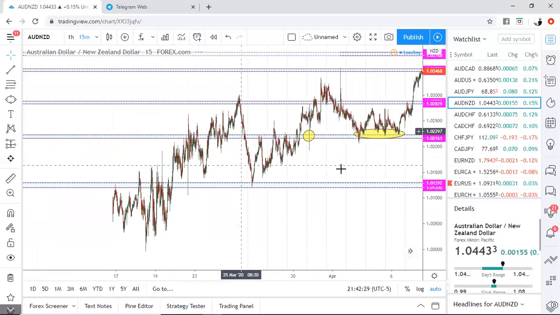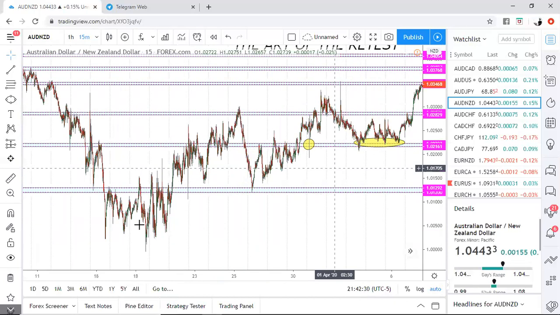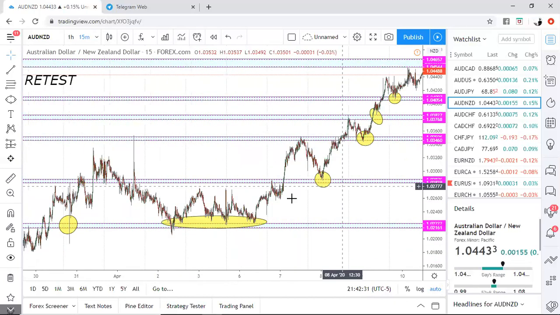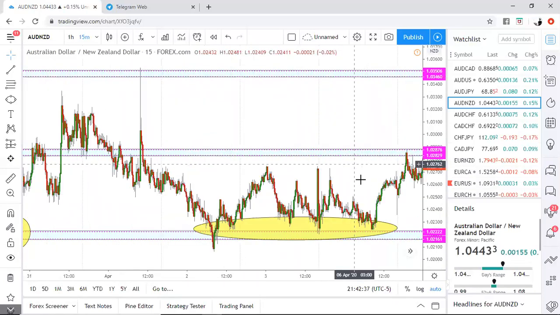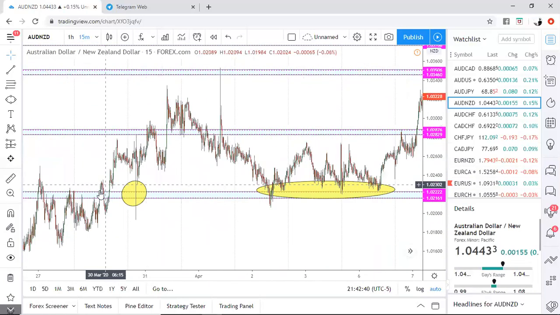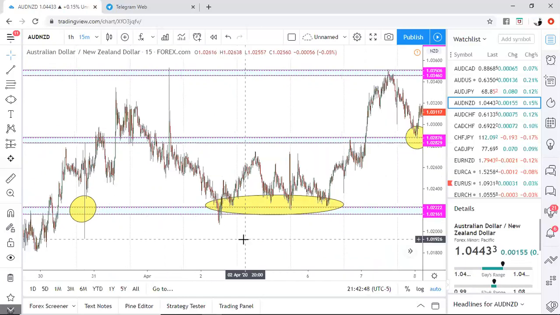Back up to the 15 minute. Let's do the next one here. Now, a lot of people also ask me, okay, sure, we have a zone that was previously a ceiling, it became a floor. All right. And then it also became a floor again over here.